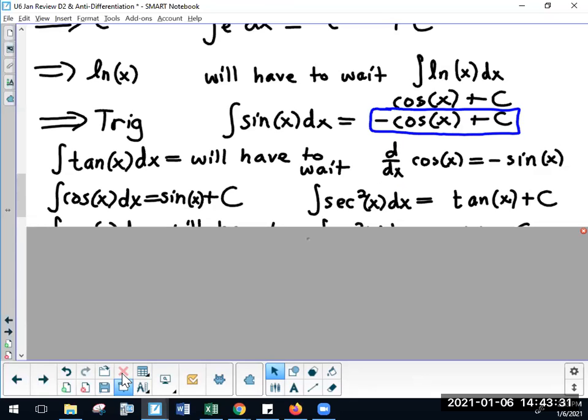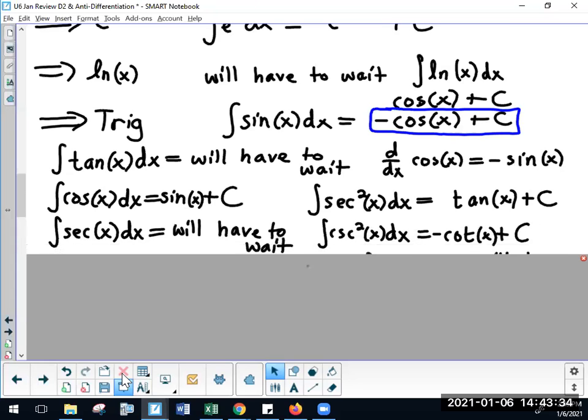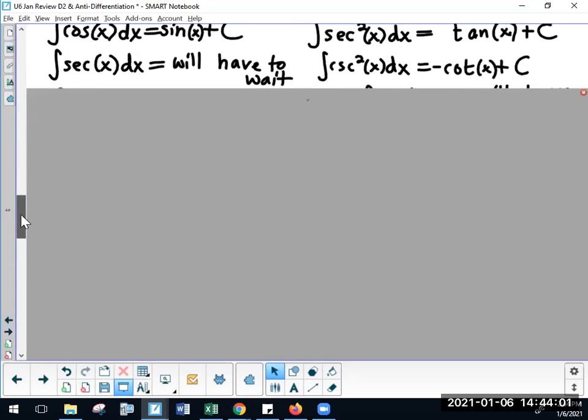So you may be thinking to yourself, okay, secant squared, how about regular secant? Regular secant is going to have to wait. Sorry, guys. We need more math for that. Okay, what about cosecant squared of x dx? Yep, we can do that one. That one is the opposite of cotangent of x plus c. How come? Take the derivative of cotangent of x. You get the opposite of cosecant squared of x. That's why there's an opposite here. Okay, how about a few more? Yes, let's have a few more.